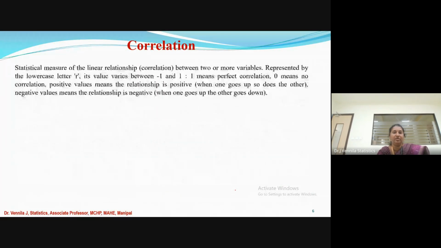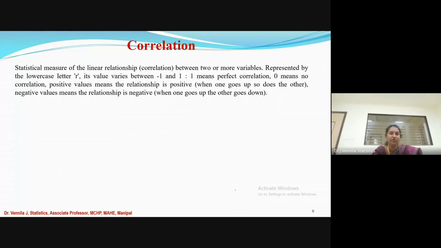Okay. Next, we can go to the next important topic, correlation. What is meant by correlation? The normal distribution is used for finding the quality level. When you want to find out the quality improvement, that time we use the normal distribution. Now we are going to study the new topic of correlation.